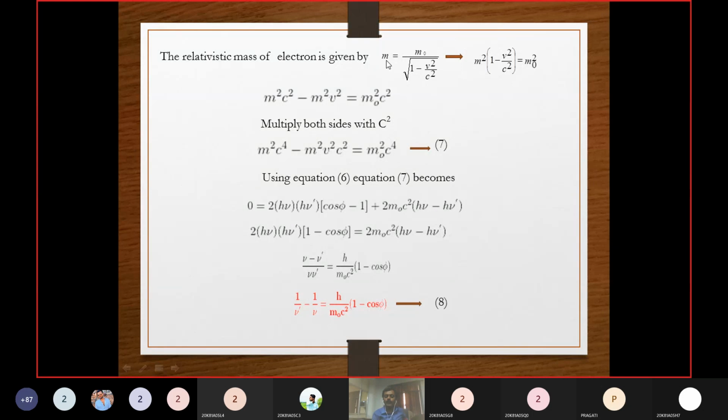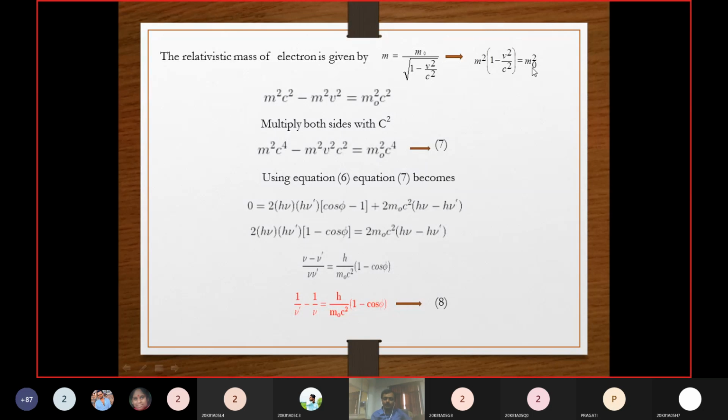For that, according to Einstein's relativistic theory, mass also changes if a particle is moving with approximately light velocity. The rest mass is m naught; if the electron is at rest, the mass is m naught. The changed mass is m equals m naught by under root of 1 minus v square by c square. From this, m naught square equals m square into 1 minus v square by c square.